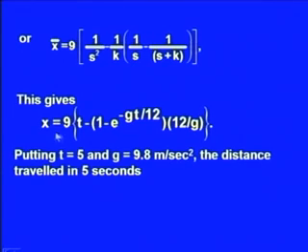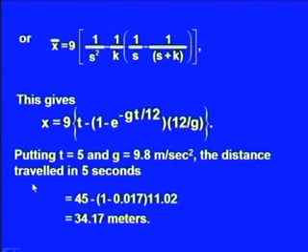Now, let us put t equal to 5 and g equal to 9.8 meters per second square in this expression to find the value of x, which will give us the distance traveled by the body in 5 seconds. So, we get x equal to 9 into 5, that is 45. Then we calculate the value of 1 minus e to the power minus 9.8 times 5 divided by 12. The value of this expression comes out to be 1 minus 0.017, and then 9 times 12 by g gives us 11.02. So, we get the value of x as 34.17 meters.